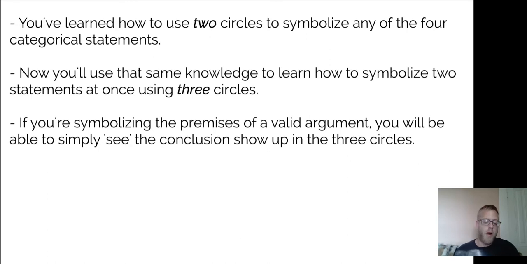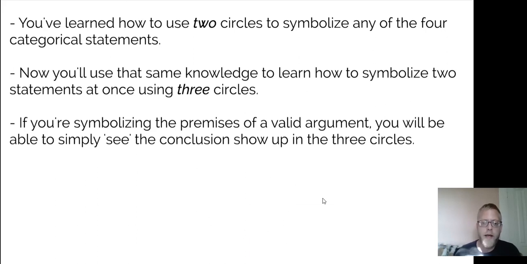And any of the arguments that we're going to look at in categorical logic, just to give you a heads up, they're all going to have only two premises. They're going to have two premises and a conclusion. So what you'll do is if you're dealing with a valid argument, you will symbolize the two premises, and then when you look at the whole thing, you will see the conclusion as well. It'll just be there. You didn't even have to plug it in. That's because once you've plugged in the premises, if you're dealing with a valid argument, the conclusion is already entailed.